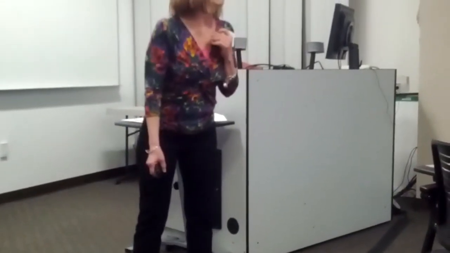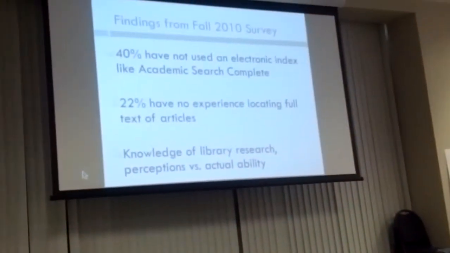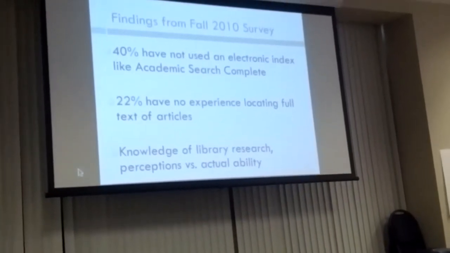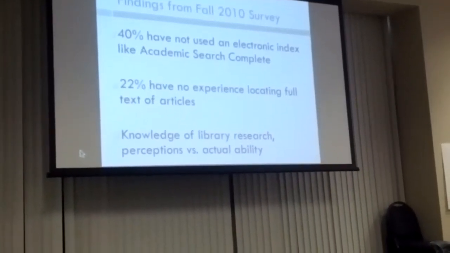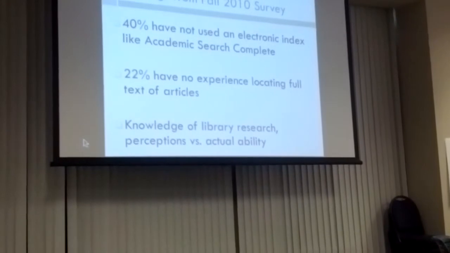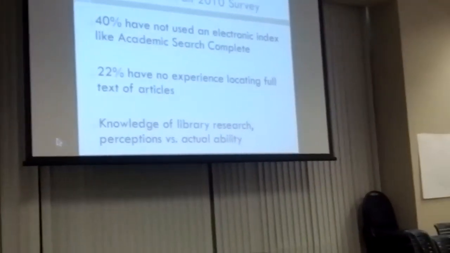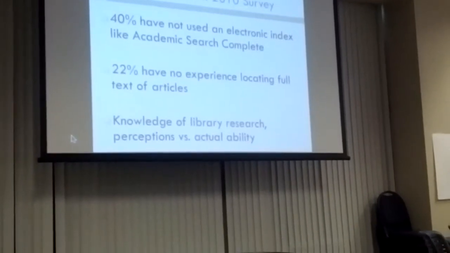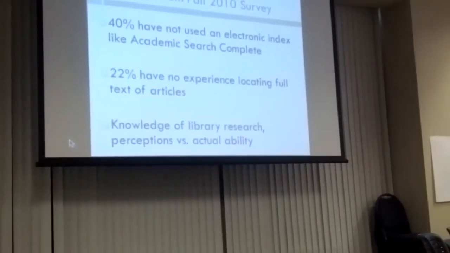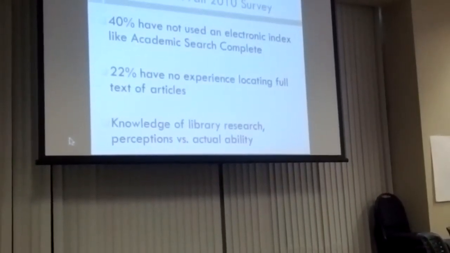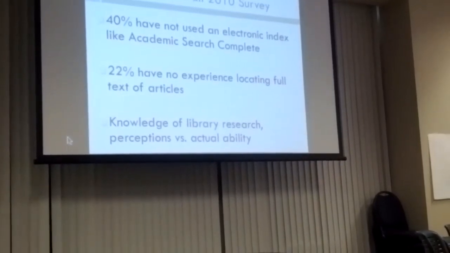So this is what we found based on the results of that survey. This was from the fall incoming. That 40% of them, and these are all self-reported, 40% of them have never used an electronic index to find information. I use Academic Search Complete up here, but there are other resources that are available in public libraries and high schools, so we identified those on the survey.